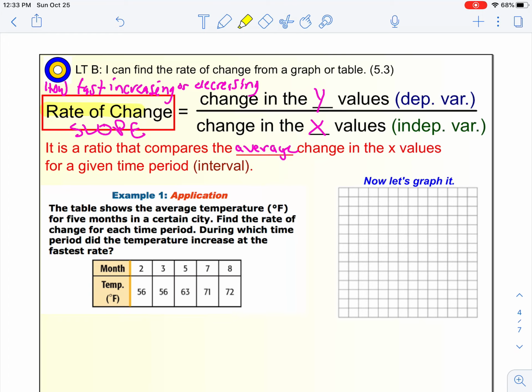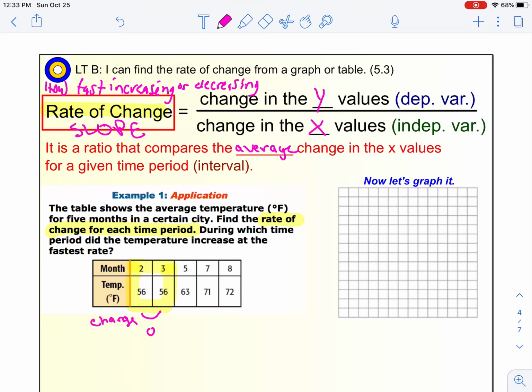So the first thing we're going to do is find the rate of change for each time period. Okay, so this is kind of going back to our iPhone example. Let's look at how much it changed for a certain time period. So the first one we're going to look at is the change from 2 months to 3 months. And these are our changes from 2 to 3 months. So if we look at our change in temperature, how much did it change? The change was 0.